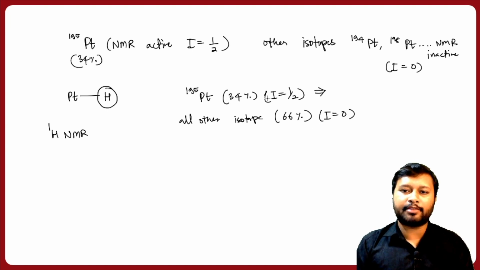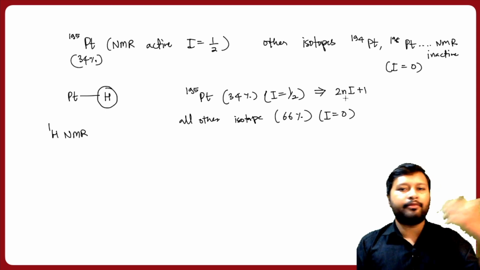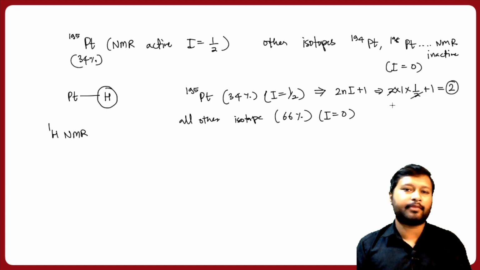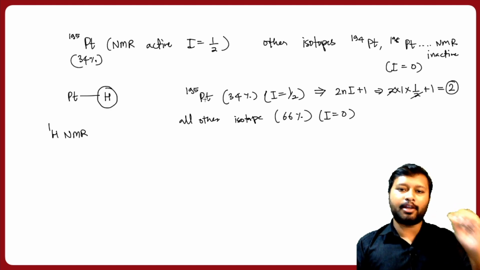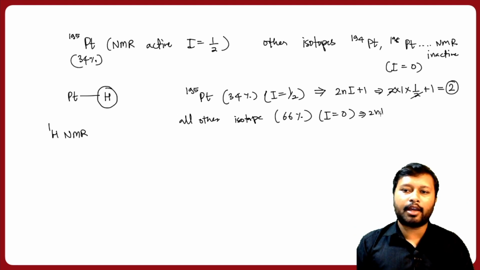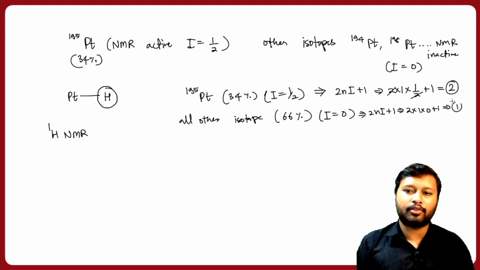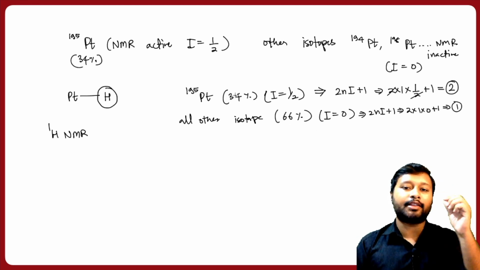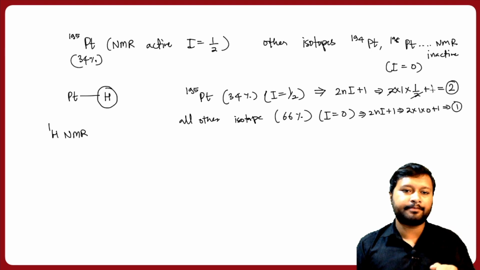How is platinum 195 going to split it? The splitting which takes place because of platinum 195 will be done with the same formula, 2nI plus 1, which we have done in the previous videos. So n will be 1 because there is just one platinum, the I value is half, and plus 1. If you solve it, you are going to get 2, that means a doublet. So platinum 195 is going to give you a doublet, whereas all the other isotopes combined are going to give you 2nI plus 1. If you use this formula, 2 into 1 into 0 plus 1, this is going to give you 1, that means a singlet. So 66% of platinum is going to give you a singlet and 34% of platinum is going to give you a doublet, right?